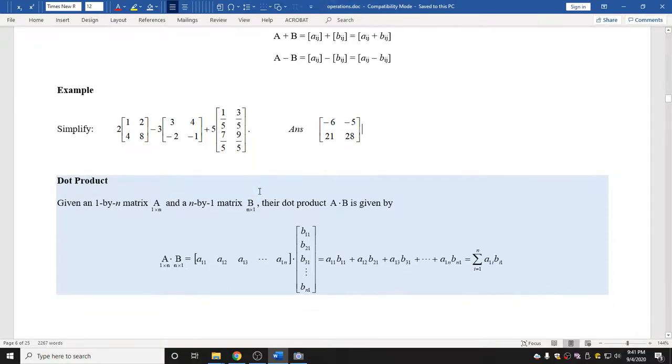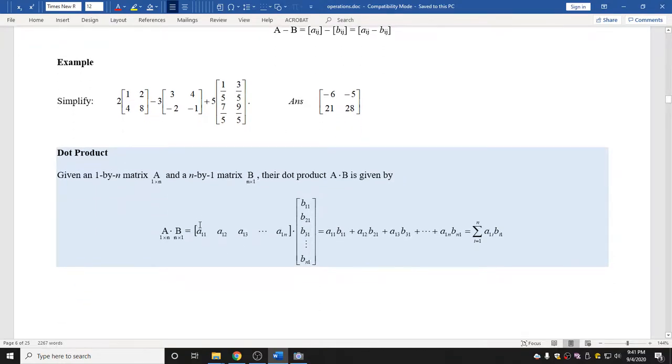All right, let's introduce the dot product. This will be our last item in this video. A subsequent lesson, a subsequent video, will continue after the dot product. So given a 1 by n matrix A and an n by 1 matrix B, their dot product A dot B is given by this combination.